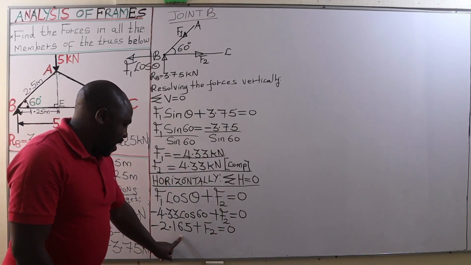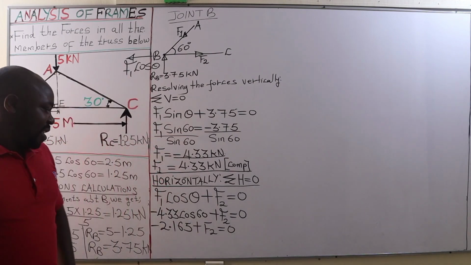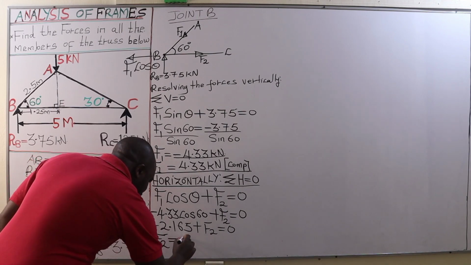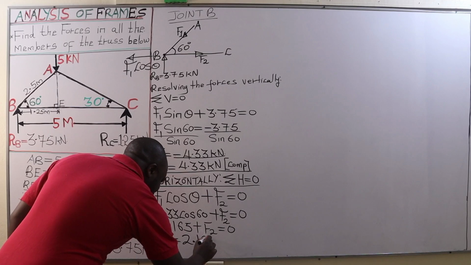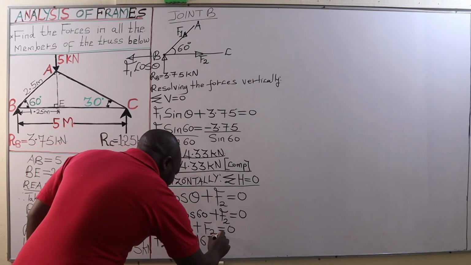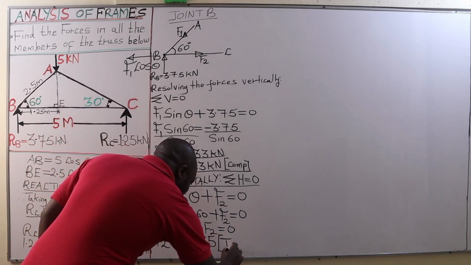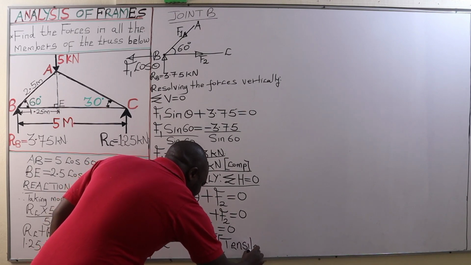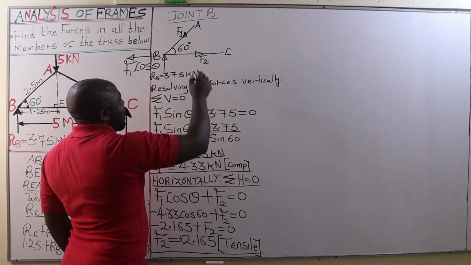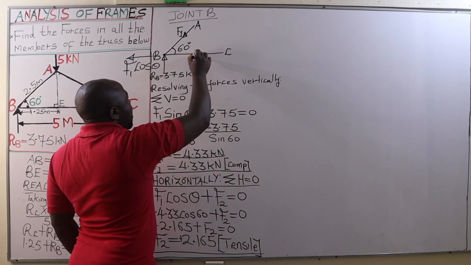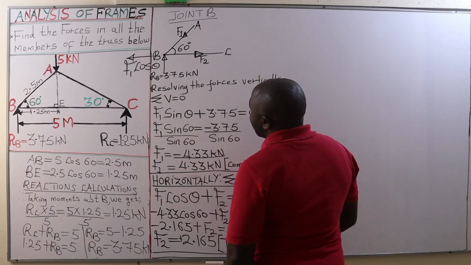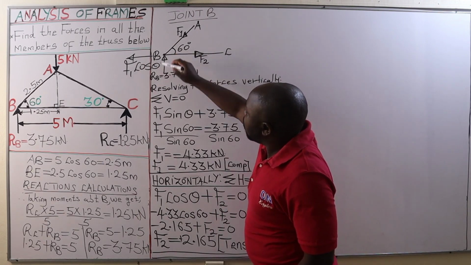Now, bringing negative 2.165 to the other side of the equal sign, we are going to have F2 equal to 2.165, which is a positive force, and therefore the force F2 is going to be tensile, because positive forces are usually tensile forces, and therefore it means that the force F2 is acting away from joint B. Good. So that is all about joint B.